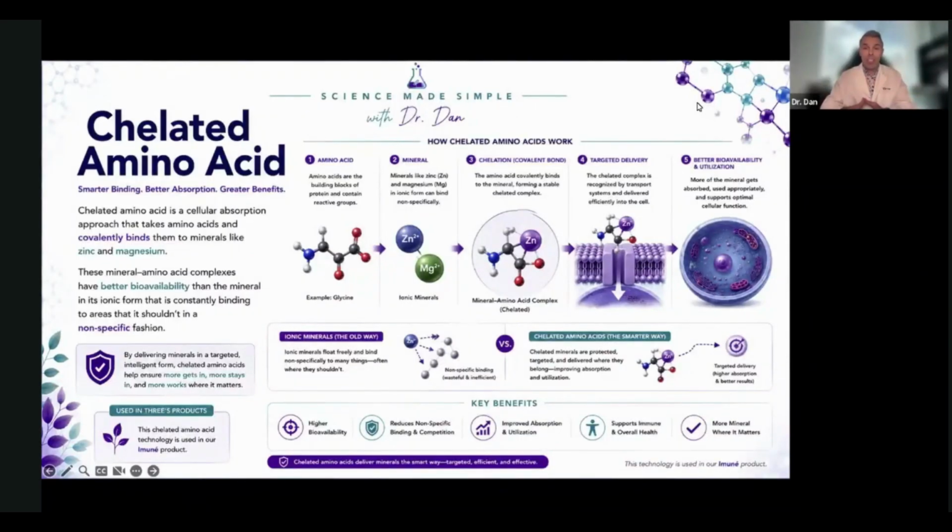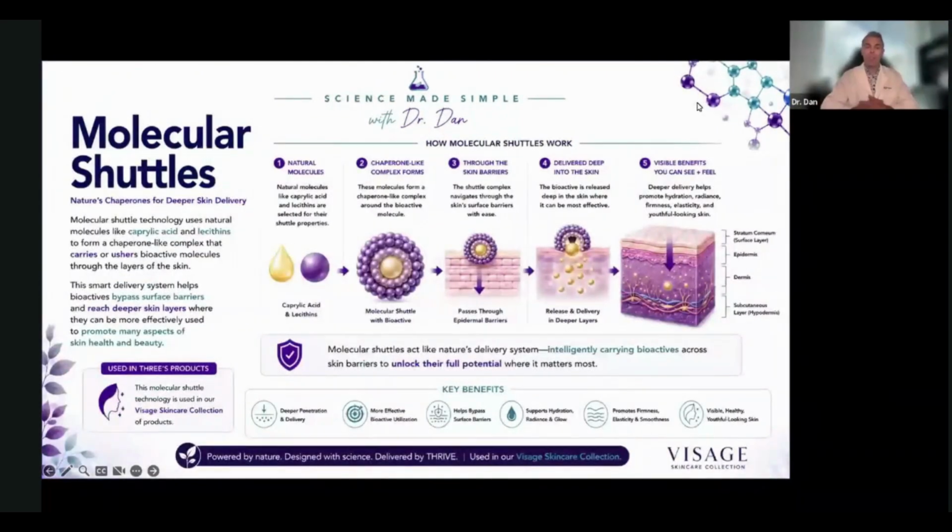And what it's able to do is it's able to go through the cell membrane through what we call an active transport approach. So if we want to get through the cell membrane, there's two different ways. There's passive diffusion and there's what we call active transport. And these minerals that are in this chelated amino acid form, they're picked up by this active transport process and they get into the cell quite readily. So in our immune product, we use this technology to make sure that the minerals get into the cell. And it's a quite effective approach.